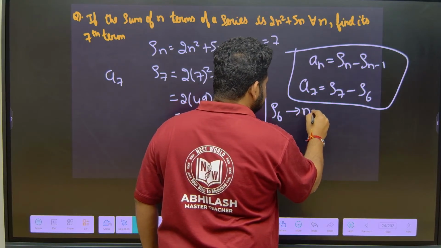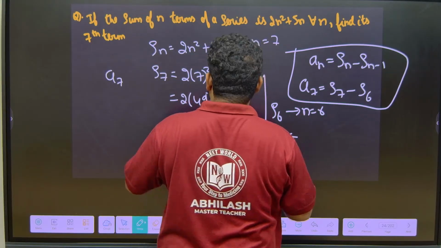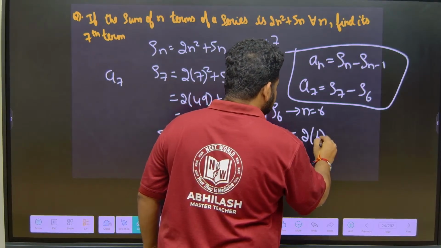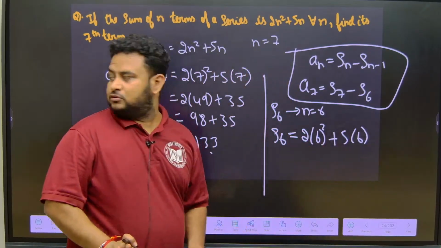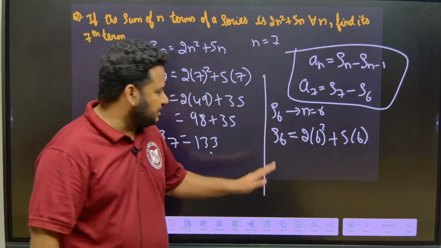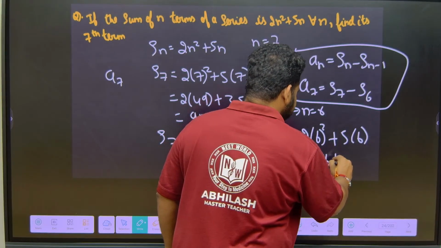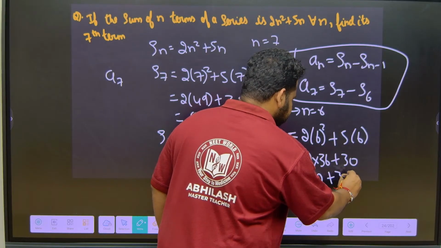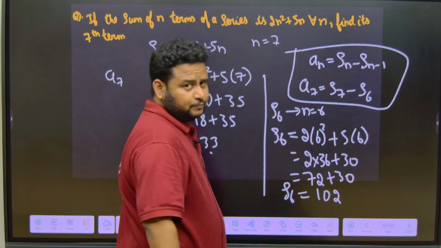I have to put n is equal to 6 in the given equation. So this S6 will become 2n square, that is 2 into 6 square plus 5 into 6. Now what will it become? 2 into 6 square is 2 into 36, plus 5 into 6 is 30. So 36 into 2 is 72 plus 30, that is nothing but equal to 102. So S6 is equal to 102.